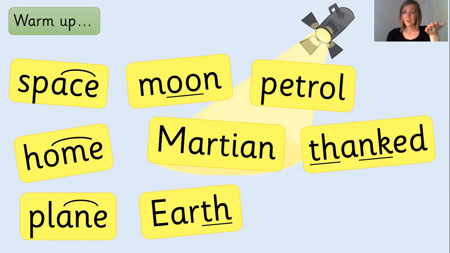Next one. Earth. And just like Martian, Earth is a name, which means we've got to have a capital letter. It's the name of a planet. And the last one, cupboard.